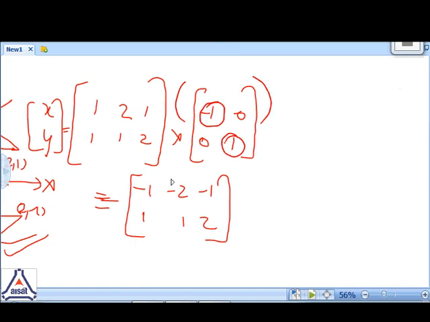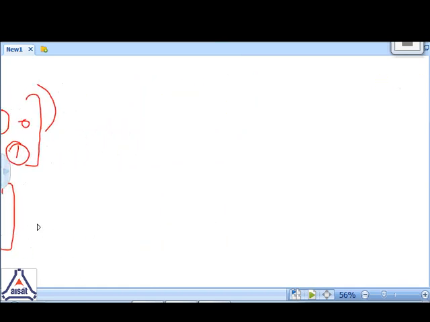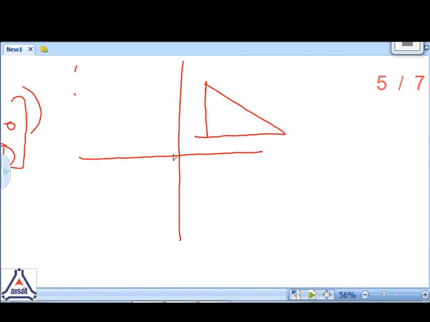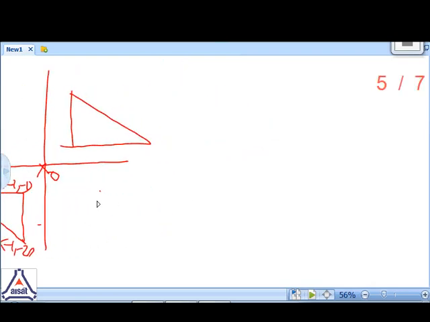Okay. In the next example, we have to get a mirror image about origin. Then it will be like this. So, in this diagram, both the x coordinates and y coordinates will become negative. It will be minus 1, minus 1, minus 2, minus 1, and minus 1, minus 2. So, both the x axis and y axis become negative.